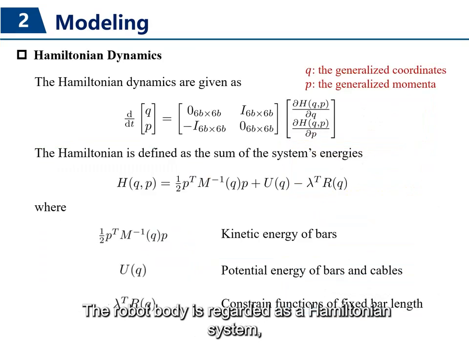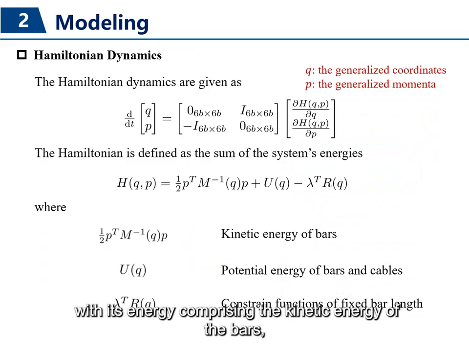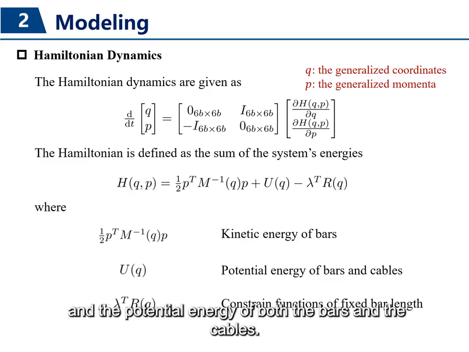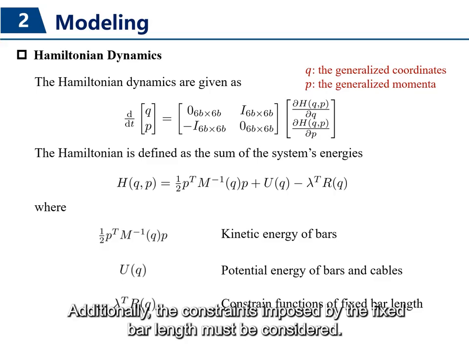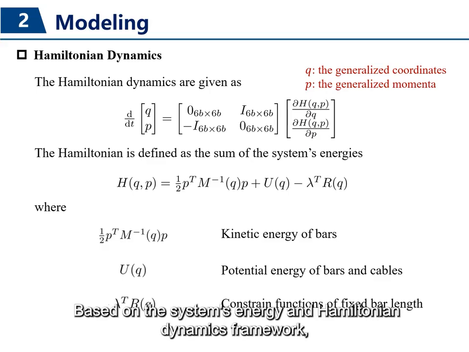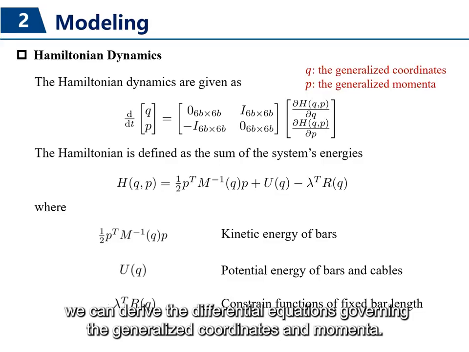The robot body is regarded as a Hamiltonian system, with its energy comprising the kinetic energy of the bars and the potential energy of both the bars and cables. Additionally, the constraints imposed by the fixed bar length must be considered. Based on the system's energy and the Hamiltonian dynamics framework, we can derive the differential equations governing the generalized coordinates and momenta.